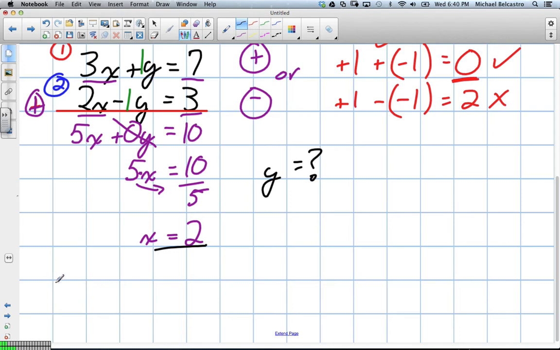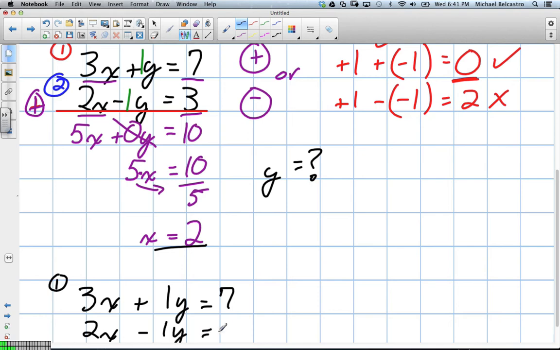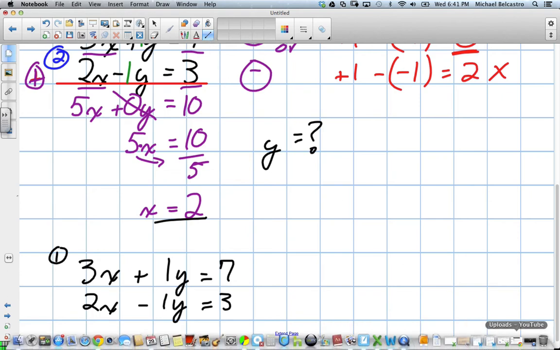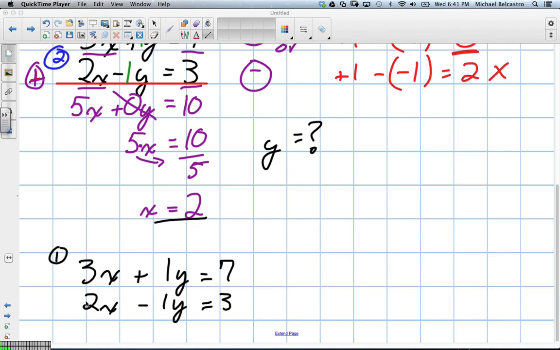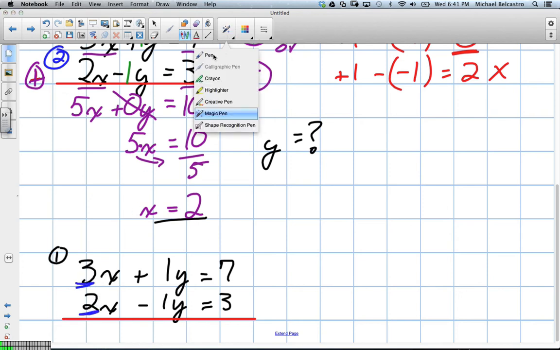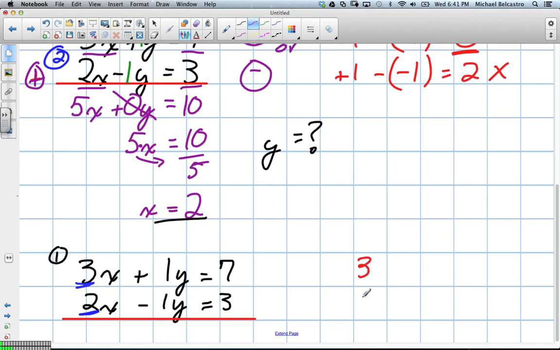Equation 1 was 3x plus, and I'm going to write the 1 in, 1y equals 7. Now this becomes the harder part: 2x minus 1y equals 3. The reason this becomes a little more difficult is that now with our x's, are our coefficients the same value? No. Except for y, but what about with x? No, they're not. So this is what we're going to have to do: find a common multiple between 3 and 2.